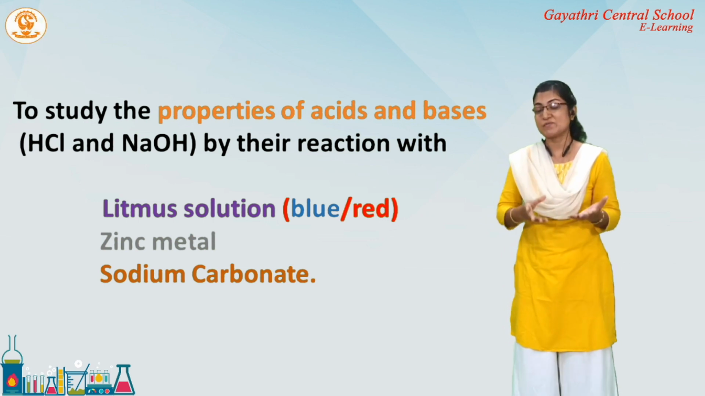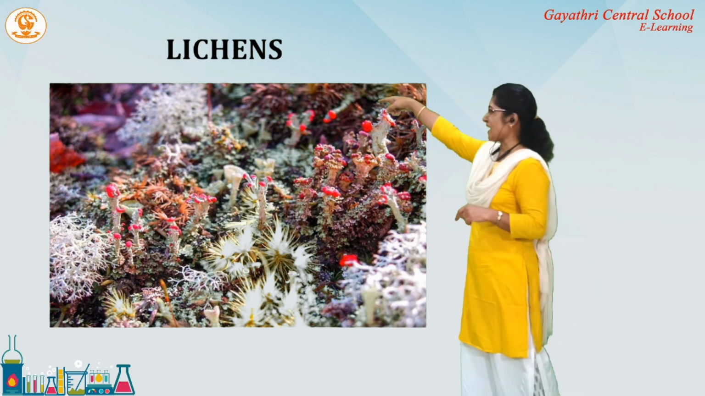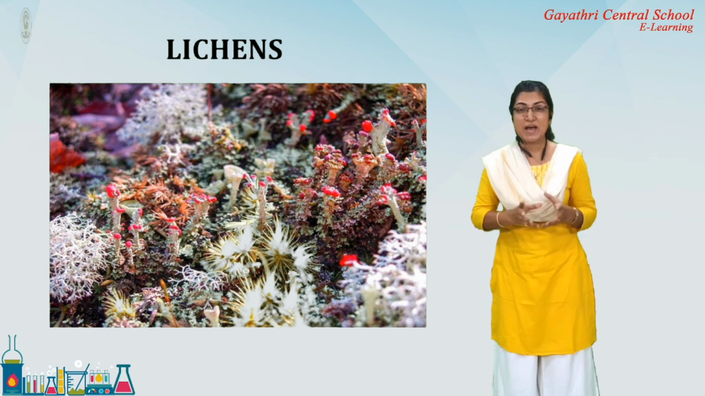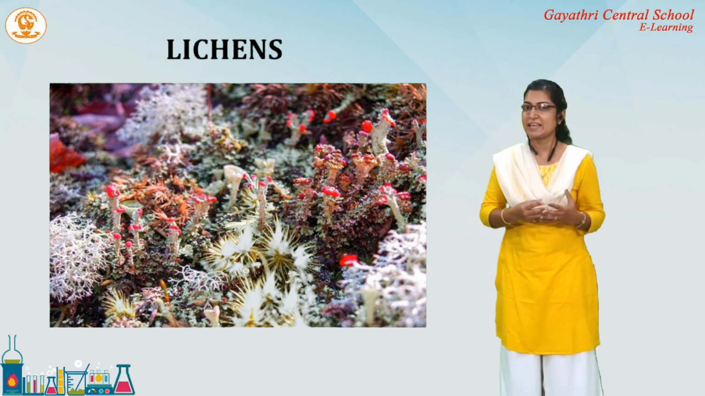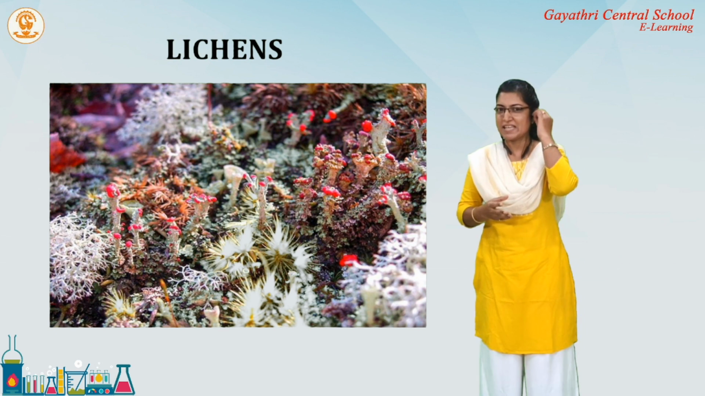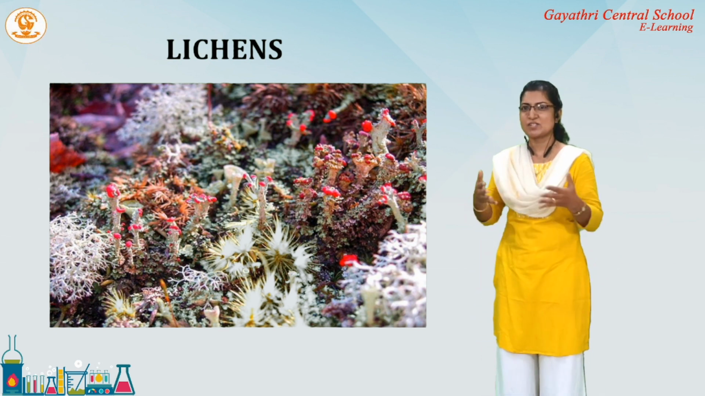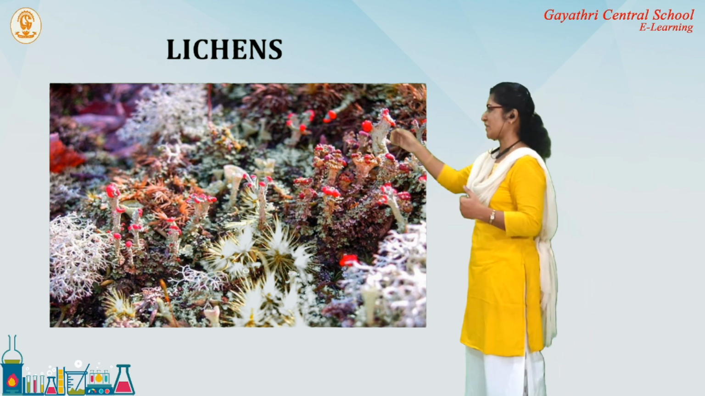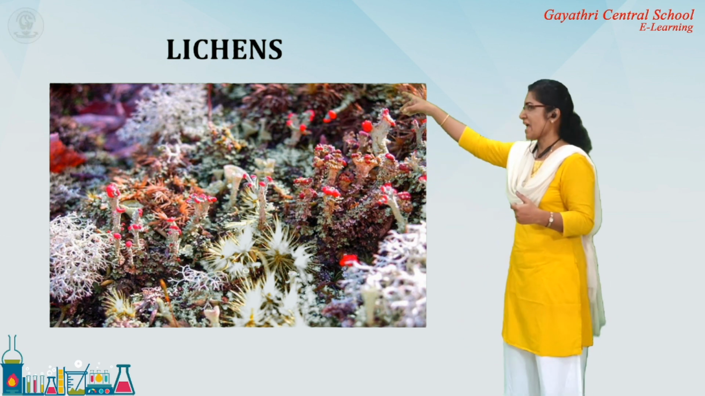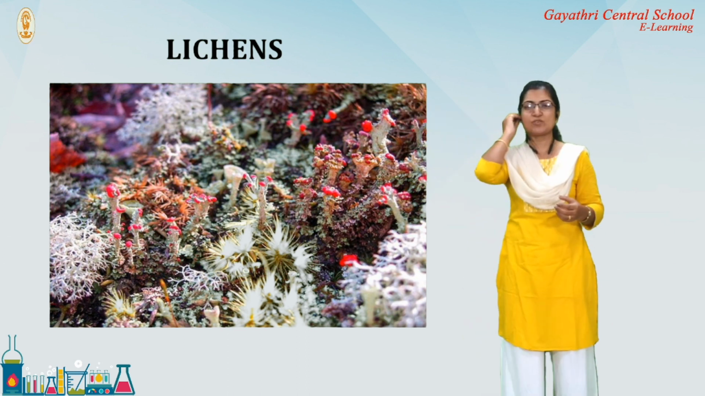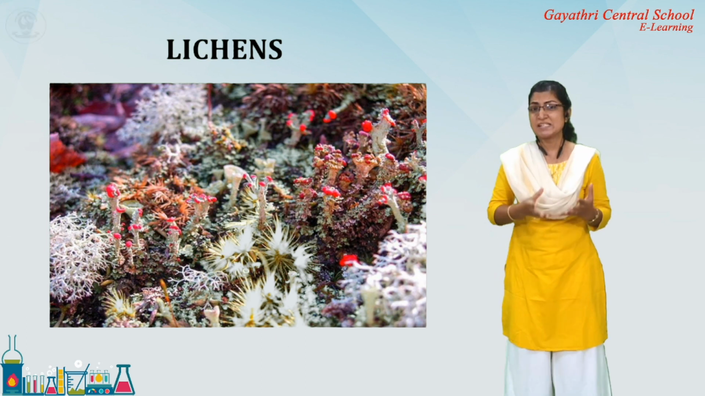Now, do you know litmus? From where do we obtain litmus? Litmus is obtained from lichens. Lichens are actually a symbiotic relationship between algae and fungi, where one provides the nutrition and the other gives the shelter. So that way a symbiotic relationship between the organisms happens, and that we call lichens. And from the extract of these lichens only we prepare the litmus solution. So that is why it is a natural indicator.